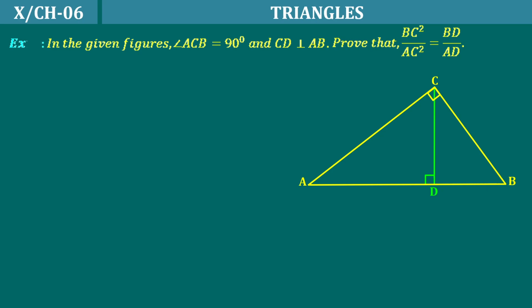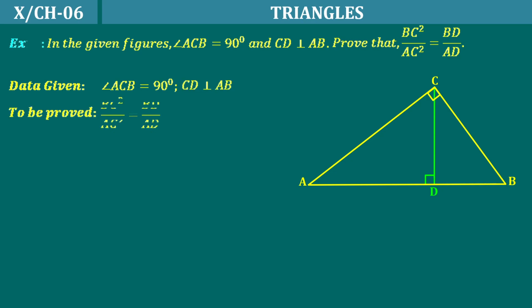Let's see. Given CD is perpendicular to AB, given, and this is to be proved. Data given we have written, to be proved we have written. Now directly coming to the proof part. What do we need to know? Using 6.7 we can directly declare any two triangles to be similar. Here ACD is similar to ABC. ABC is the bigger one, ACD is the left portion of the altitude.